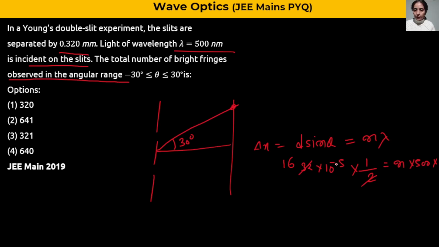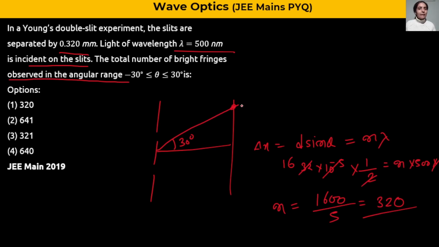10 to the power minus 5 will become 10 to the power minus 4, and then again there is 2, so this will become 10 to the power minus 2, and 5 into 10 to the power minus 2. So n is equal to 1600 divided by 5. So this will give you how much? 3200, I guess. No, 320. So this is your 320.